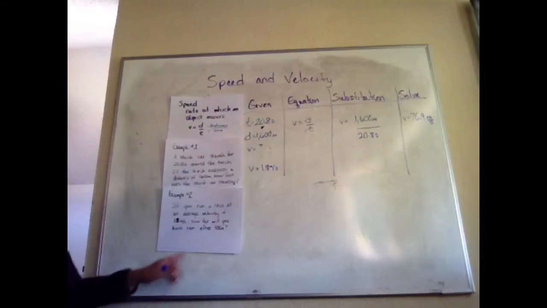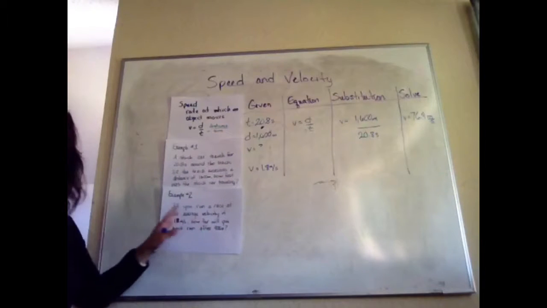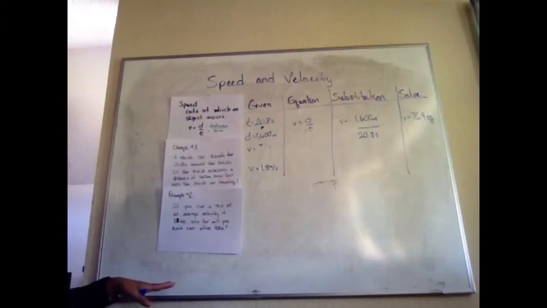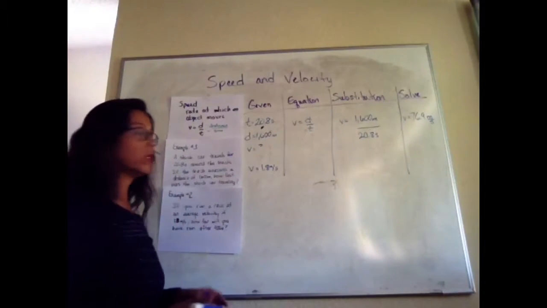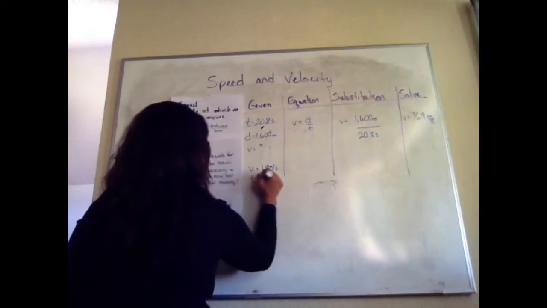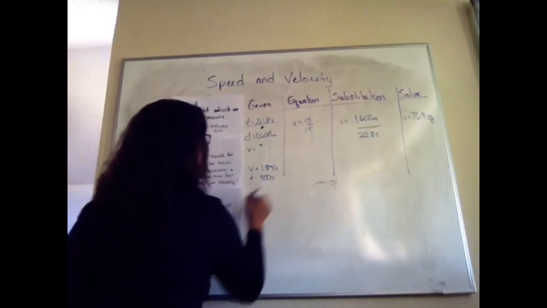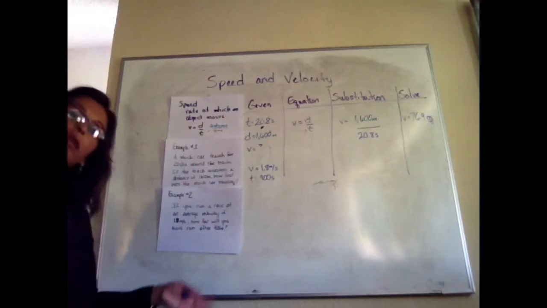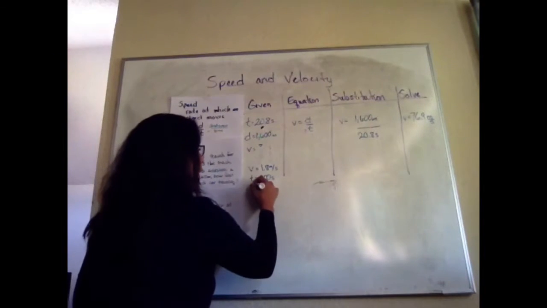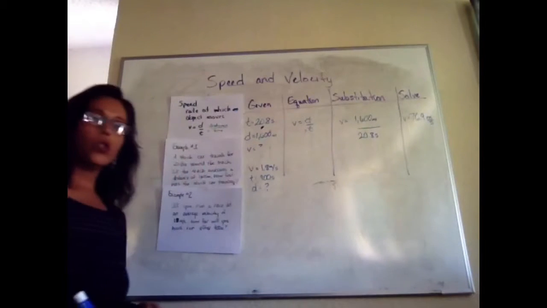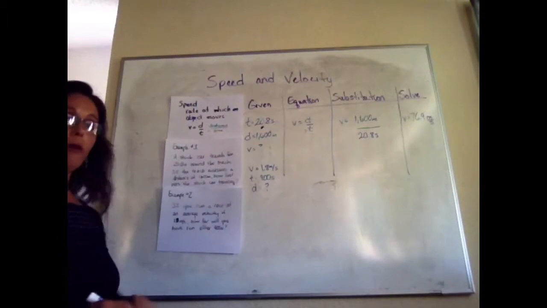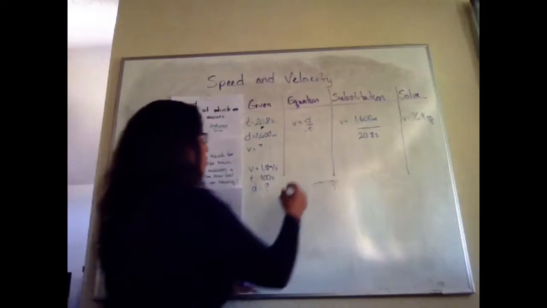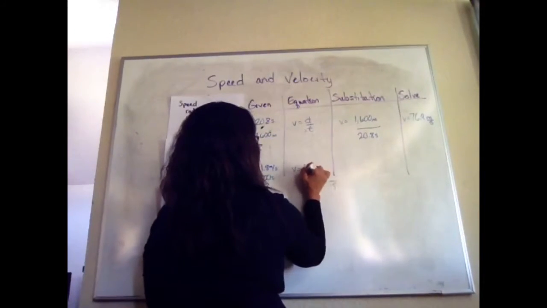We also have a time factor here because after 900 seconds, I want to know what total distance I traveled. So my time factor is 900 seconds. So what I'm looking for is how far, meaning the distance. How far did I go after that time frame? So we have our given information. Our equation is still the same one. v is equal to d over t.